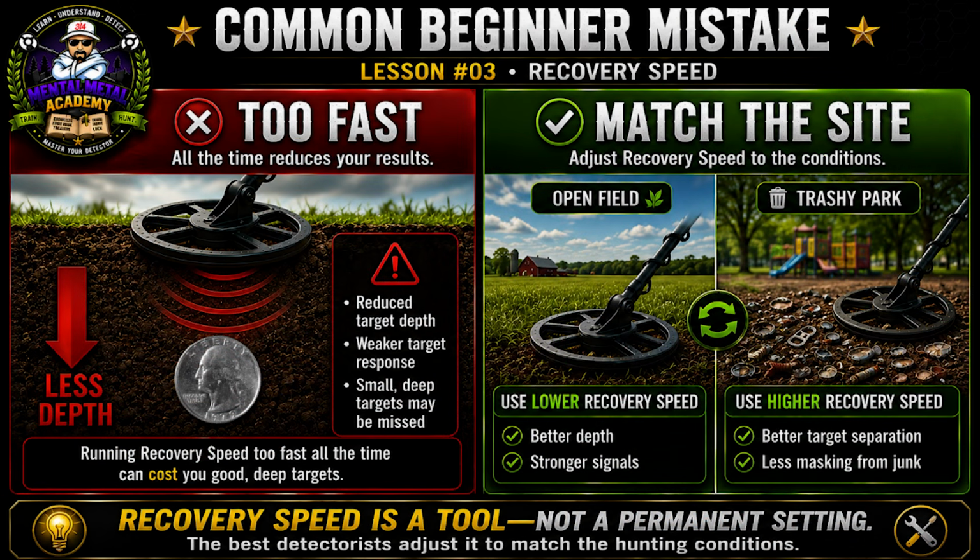One of the biggest mistakes beginners make is assuming that faster is always better. It's not. Recovery speed should match the site you're hunting. If you're in a clean farm field, a slower setting may help you hear deeper targets. If you're at a trash-filled park, a faster setting may help you pick out good targets hiding amongst the junk. There's no single best recovery speed. The best setting is the one that matches your conditions.